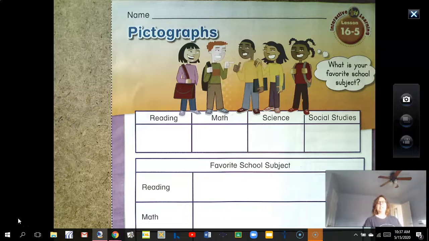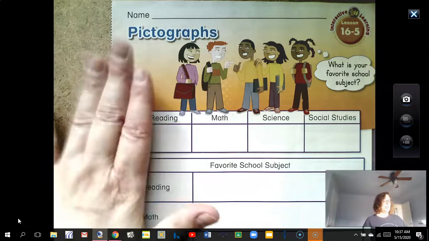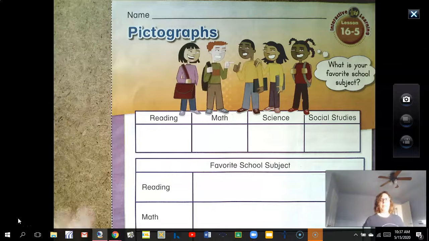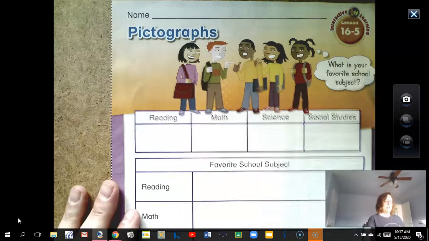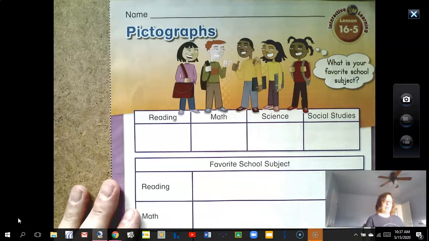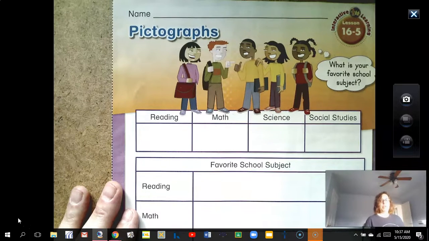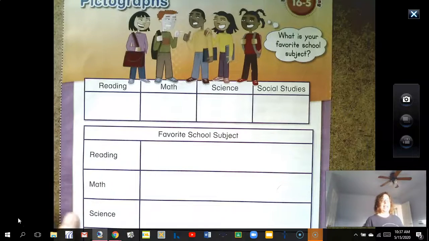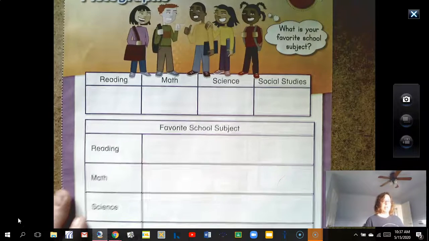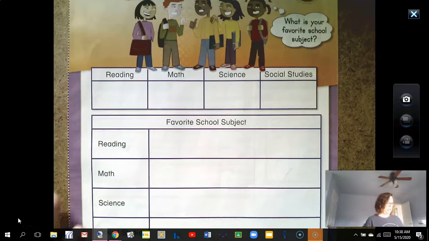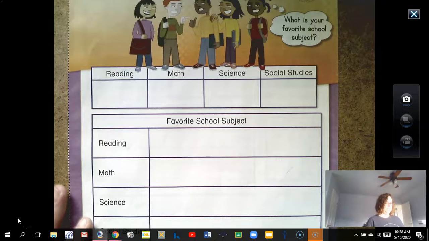Today is lesson 16-5 and it is pictographs. So pictures put into a graph, pictograph. This particular one that we're going to be doing on the front page is, what is your favorite school subject? Well, since we're not at school and I can't ask you all what your favorite school subject is, we're going to go ahead and fill this in.